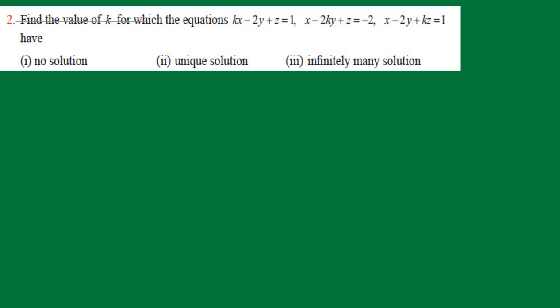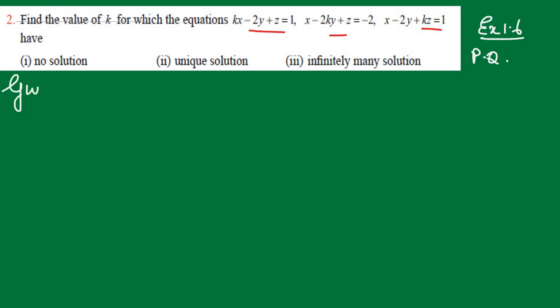Next, find the value of k for which the given three equations have no solution, unique solution, and infinitely many solutions. So this question is from exercise 1.6. This is a public question and is also an expected question. So we use the rank method to find for what values of k the given equations have no solution, unique solution, and infinitely many solutions.